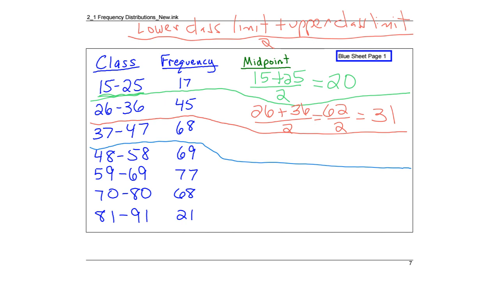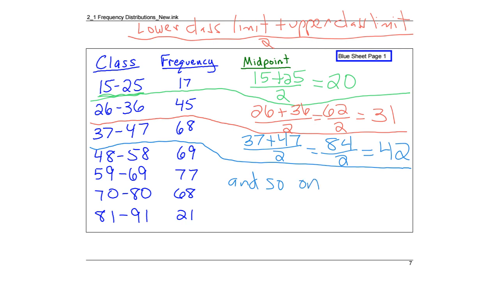in the homework. So here I'm going to take my lower limit is 37 plus my upper limit of 47 divided by 2. That's going to give me 84 divided by 2, which is going to be 42. All right, and then you would keep going.